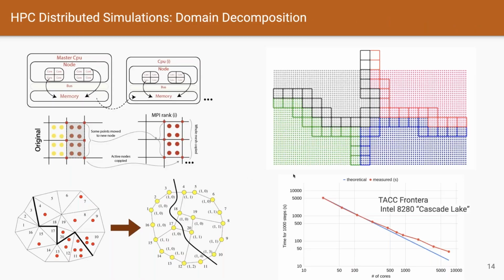And here we show the scaling results on Frontera, with 8280 Cascade Lake processors from Intel, and how our scaling performs. The blue line is our theoretical scaling performance, and you can see that up to about 7,000 cores, we have pretty much a linear scaling of our results. And this is our MPM simulation.